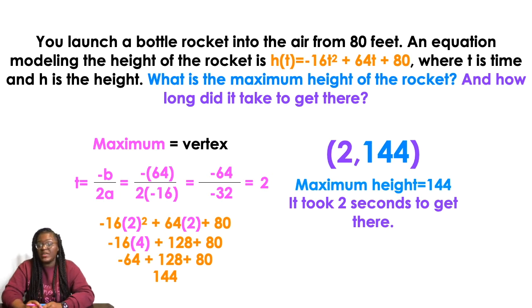That's how you do that problem. It's really just a vertex problem. I know there's a lot of words going on here, but that's it in a nutshell. Find the vertex, interpret it. The x value, the 2, is the time, because remember on the x-axis, that's where we represent the time. And then the other is going to be your height, okay?